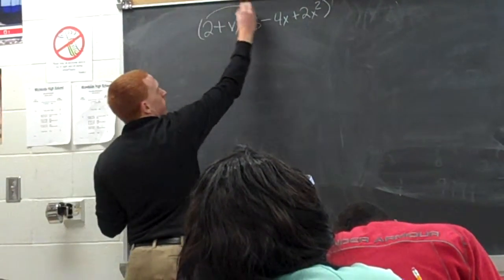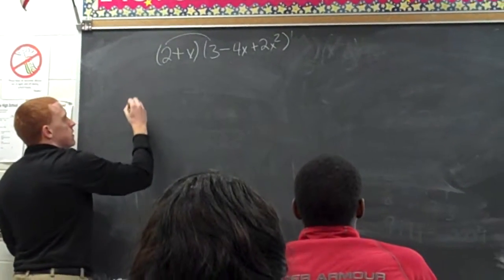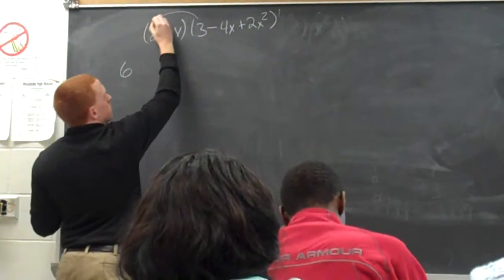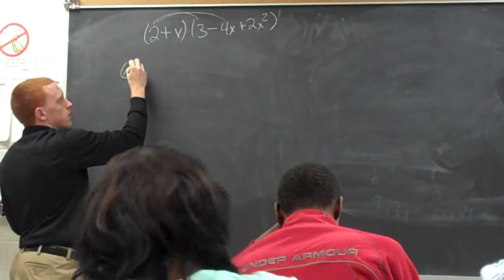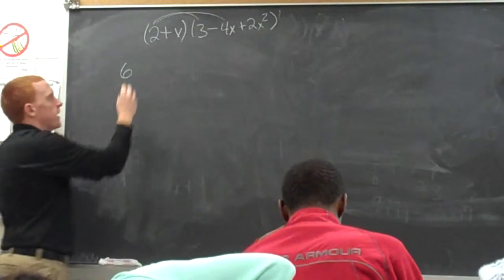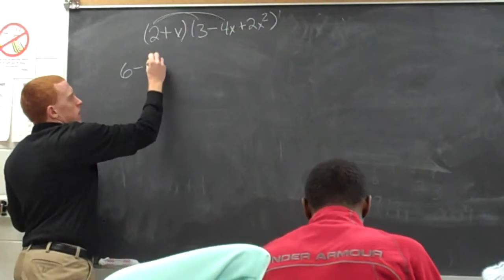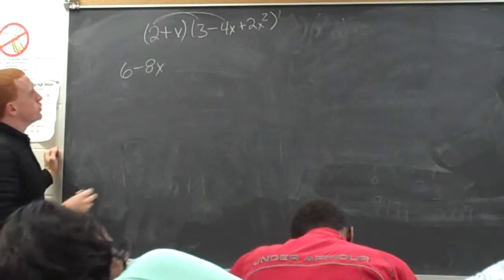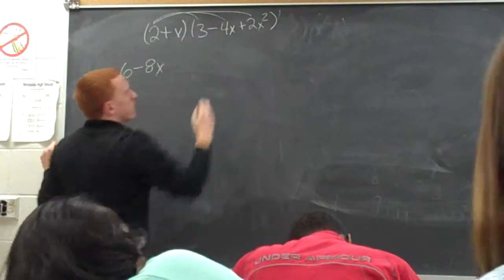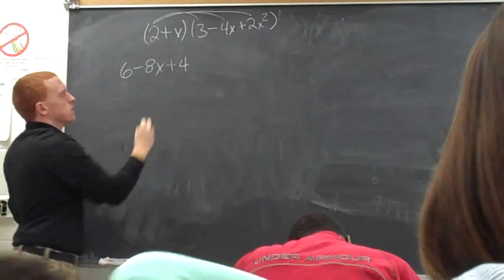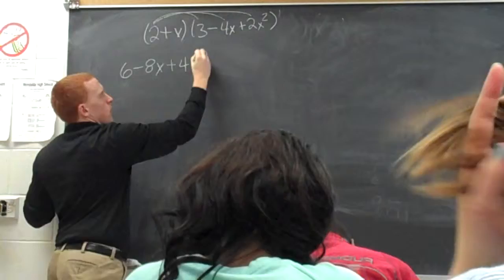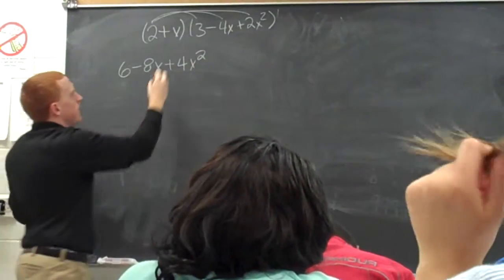So 2 times 3, 6. 2 times negative 4x, negative 8x. 2 times 2x squared, which is 4x squared. Okay, so I'm done with the 2. Now what about the x's?